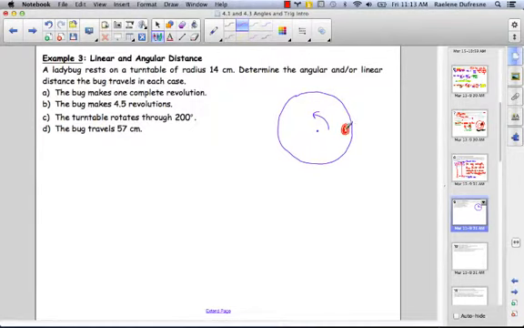And the ladybug is sitting here. Well, technically she should be sitting at the edge, because there's no indication of where she's sitting, so we will assume that she's right on the edge. And she's at a distance of 14 centimeters away from the center, because that's the radius of the turntable.